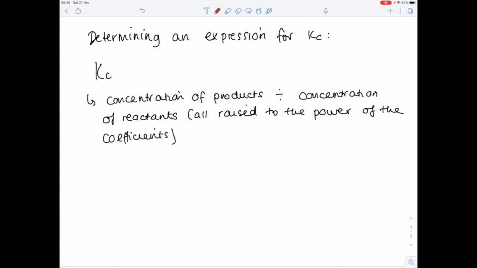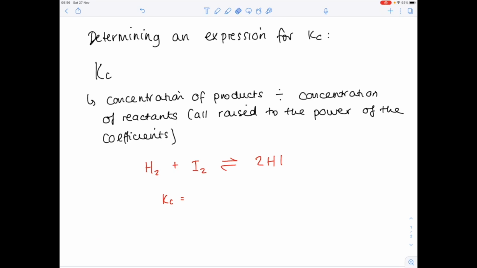So to help us with that, let's take a reversible reaction where hydrogen gas is reacting with iodine gas. Notice that everything needs to be in the same state. You need a homogeneous reaction for this. So they're all in gaseous state, and because it's to do with equilibrium, we must have that reversible reaction. So let's determine an expression for Kc for this particular reaction. Remember, we use square brackets like this to represent concentration.